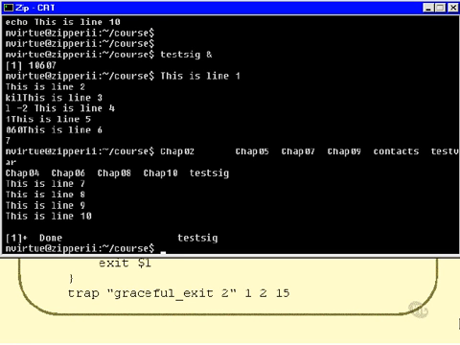This is line 3, 4, 5, 6, and then somewhere in between 6 and 7 I actually get the output of the ls program, chap 1, chap 2, chap 5, chap 7, chap 9, and so on. And then I get, of course, the rest of the echoes, 7, 8, 9, and 10. So I hope that proves that it's working, and that's all I really need to say about trapping.